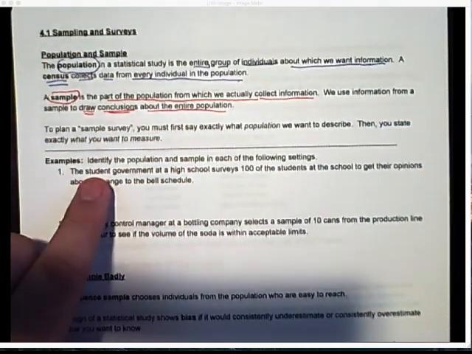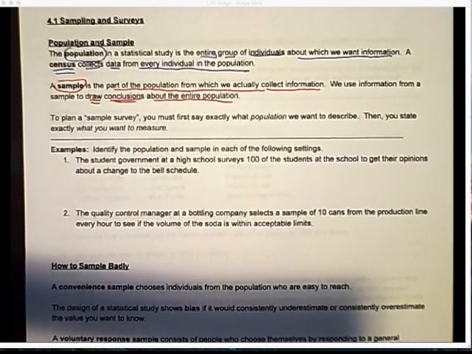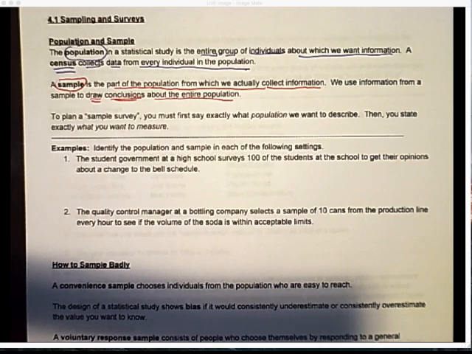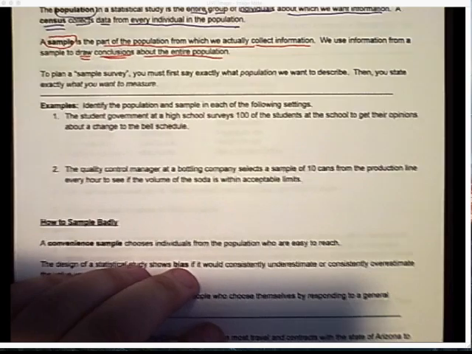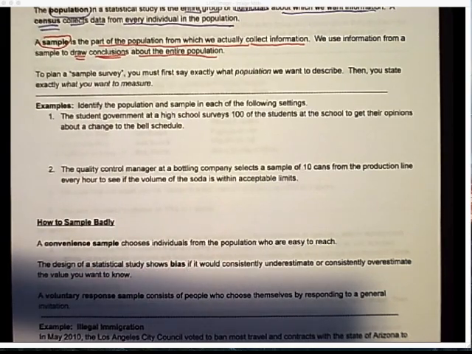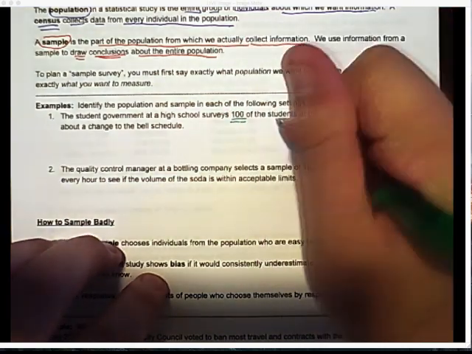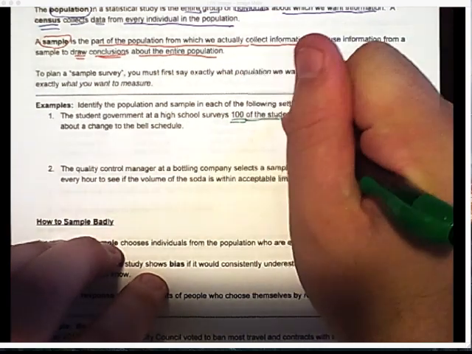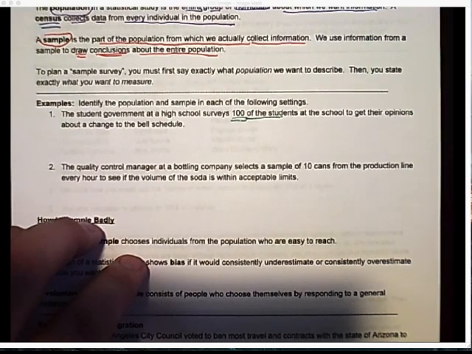Okay, to plan a sample survey, you must first say exactly what population we want to describe. Then you state exactly what you want to measure. Okay, so let's look at a few examples. So in these examples, identify the population and sample in each of the following settings. Okay, so it says, number one, the student government at a high school surveys 100 of the students at the school to get their opinions about a change to the bell schedule.